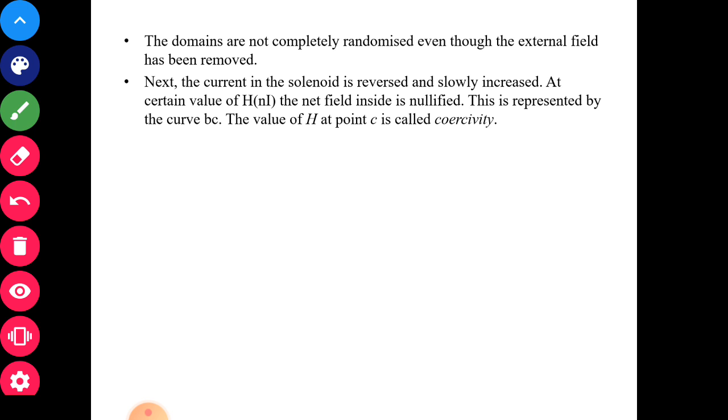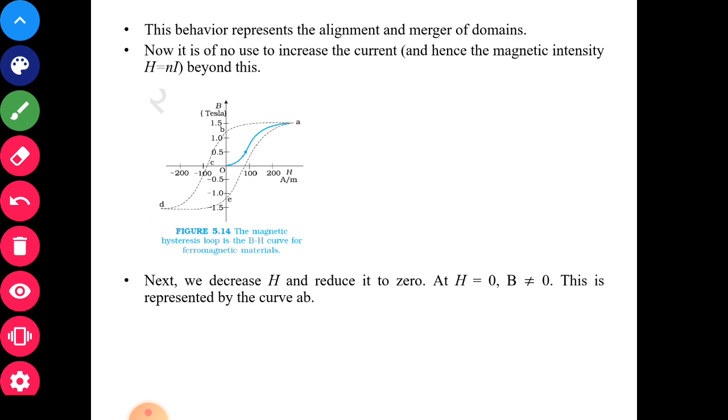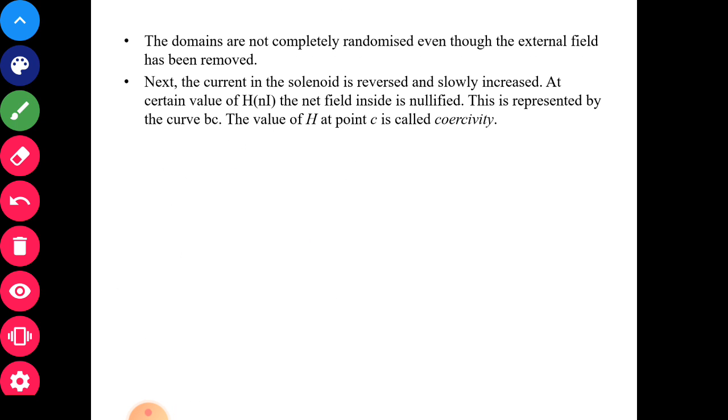At a certain value of H, the net field inside is nullified. This is shown here at point C. At point C, what happens? The magnetic field inside becomes 0. There is a certain value of this current, say around 90 milliampere, according to the graph. So that value at which the magnetic field inside the substance becomes 0, represented by the curve BC, the value of H at point C, is called the coercivity.